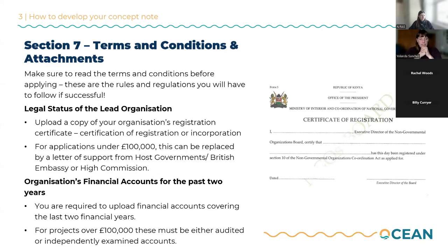So in the case of the legal status of the lead organization, you have to upload a copy of your organization's registration certificate or certification of registration or incorporation. For those applications under 100,000, that certificate could be replaced by a letter of support from the host government or British Embassy or High Commission. But in both cases, it should be uploaded to the FlexiGrant platform.